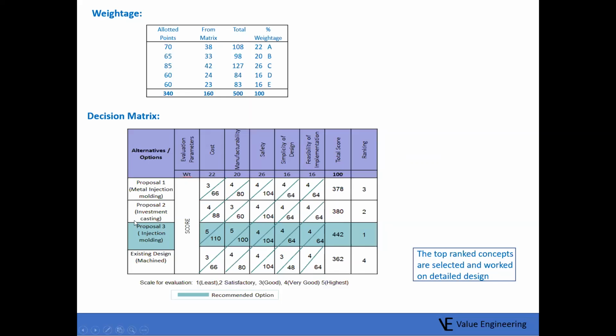Second one, investment casting. You people know, right? Investment casting is nothing but wax molding. First, we make the wax molding, and then after melting the wax, we pour the metal inside it. That is called investment casting. We thought of doing the investment casting also. Third one, we want to do plastic injection molding by using a plastic. This one is the existing design. So we want to compare the new proposals with the existing design. These are the 4 options we have. One is the existing option. The other 3 are the proposed options.